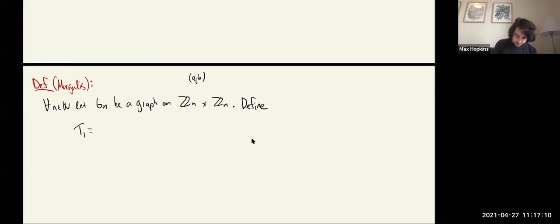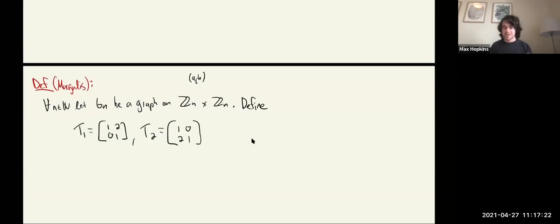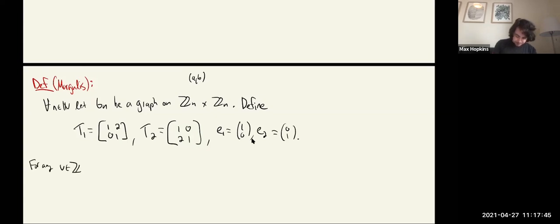We'll have the matrix T1, which is equal to [[1, 2], [0, 1]]. We'll have the matrix T2, which is just its transpose, [[1, 0], [2, 1]], but notationally it'll be easier to write T2 instead of T transpose. And then we'll have the standard basis vectors: e1 equal to (1, 0), and e2 equal to (0, 1). Okay, so this is all we need to define the edges. For any vertex v, I'll usually write this as Zn squared, just notation.